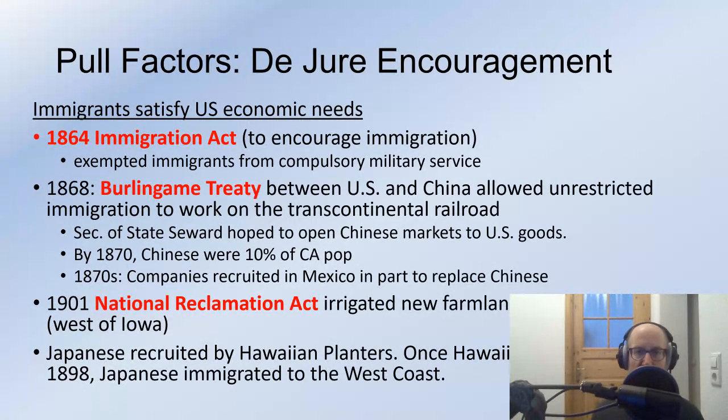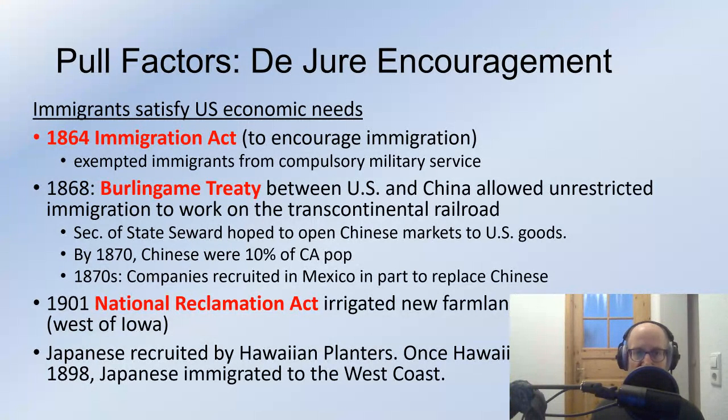Four years later, in the Burlingame Treaty, the US and China agreed to allow unrestricted immigration from China so that Chinese people could work on the Transcontinental Railroad. Yeah. The US was going to gain a labor force to build the railroad, and China was going to, if it all worked out the way the Secretary of State had hoped, gain access to American industrial goods. So it was mutually beneficial.